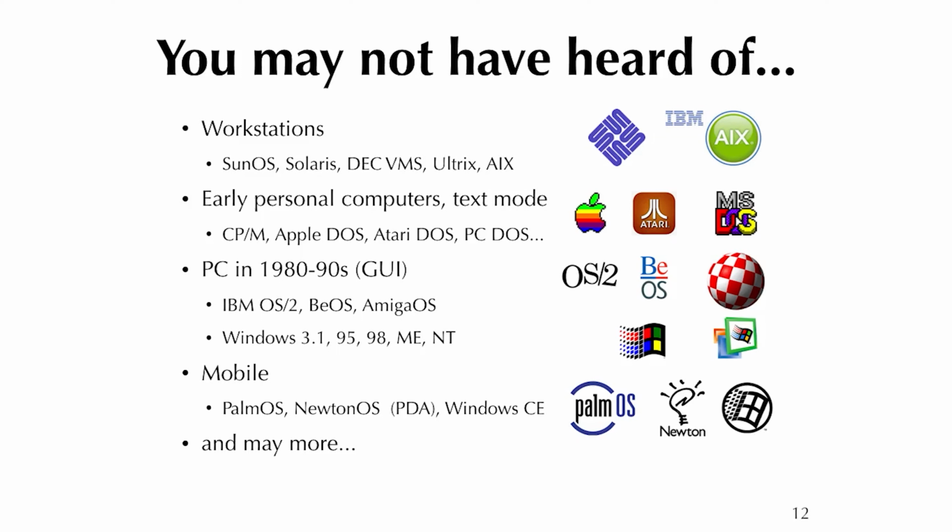And then BeOS, you may or may not have heard of. Their logo was that ball, the red checkerboard ball. And they wrote it and it was really responsive. So they had their own hardware and software, but it was already a little too late. But a lot of people liked it, and you can still find some emulators for it. Amiga OS, similar, right? Good technology, but I suppose marketing didn't do them enough justice, so they kind of faded away.